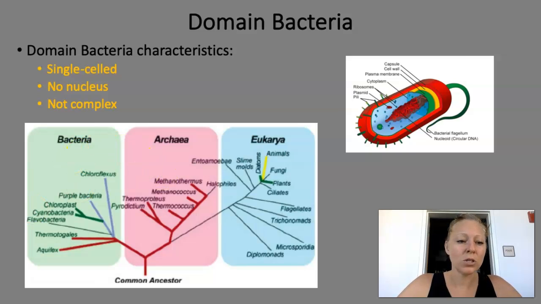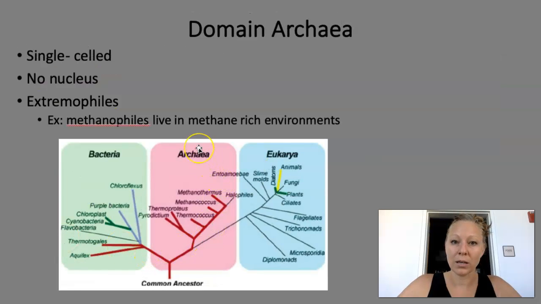Let's move now into our next domain, Archaea. Archaea are once again not very complex. They're single-celled, made of prokaryotic cells, and so they don't contain a nucleus. What's different about these organisms is that they're oftentimes extremophiles. They're really cool. They exist in parts of the world where nothing else can live. Methane is very toxic to living things, but there is an archaea called a methanophile that can live in methane-rich environments.